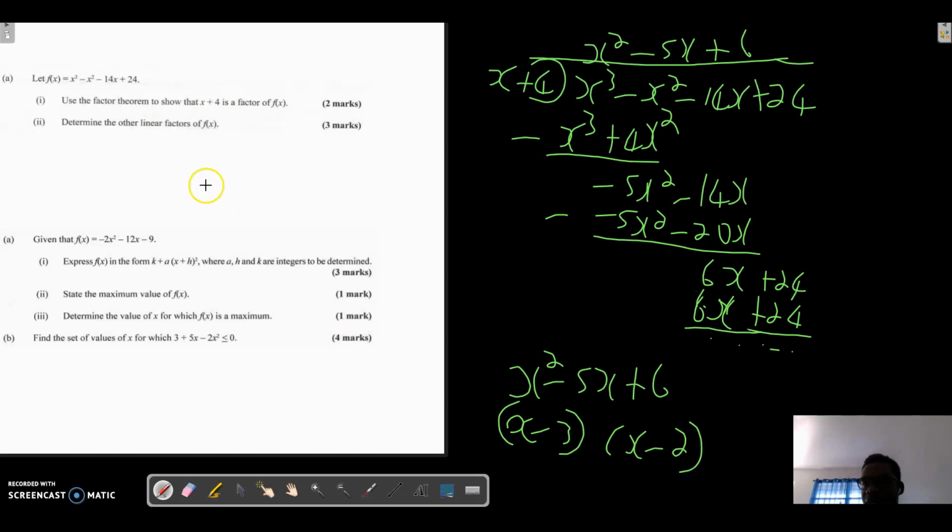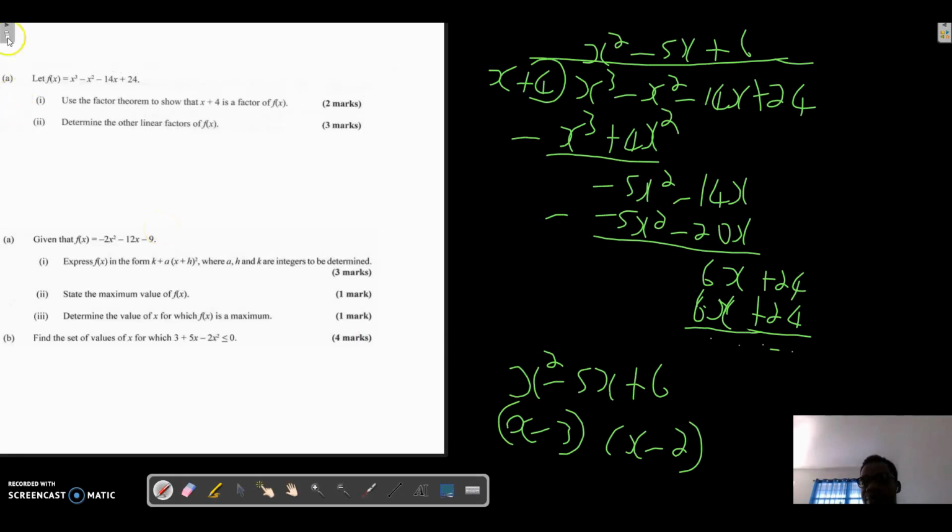And since it says determine the other two linear factors, not to factorize, you could state that therefore the other two linear factors are x minus 3 and x minus 2. Alright? Now if I had asked you to factorize completely, it would have been a different statement, where you'd have had to write the three factors as a product.